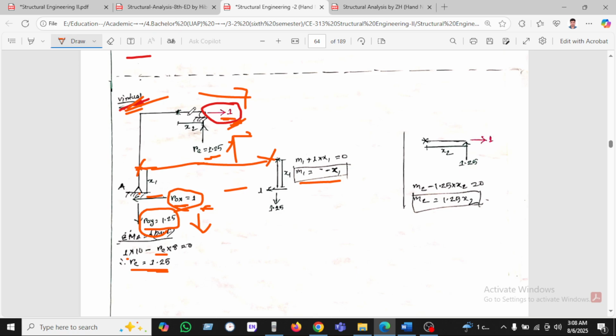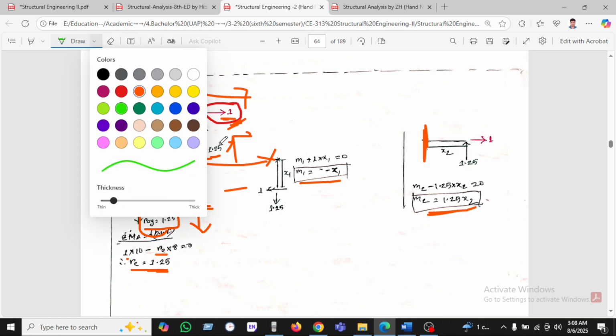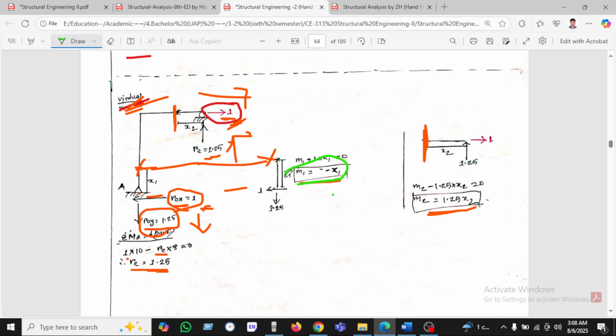Similarly, x2 is here. So we can take x2 here. The 4 kip is going here, and 1.25 is upward. So m into 1.25 into x2, and this equation will be found.